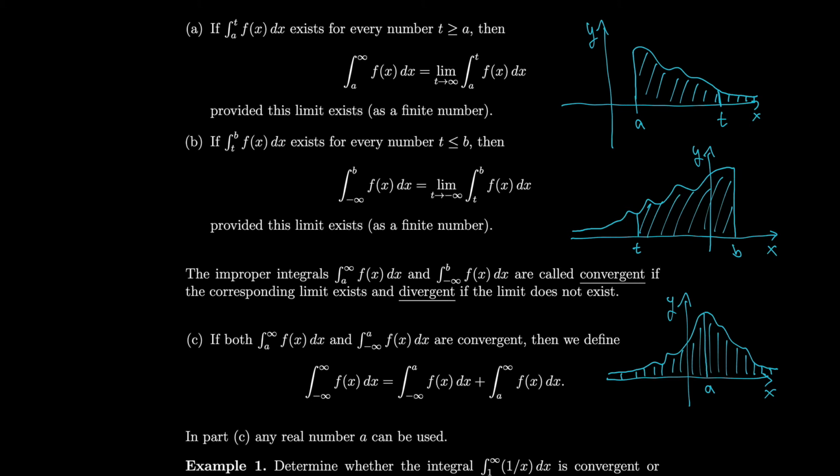Notice that choosing a over here wasn't all that special. You could have put a over here, and you would get the exact same integral because you would still have this part, and then you would add it to the part on the right. So it doesn't matter where you choose to stop the first integral and start the second, as long as you start and stop them in the same place. If even one of these fails to converge, then your entire integral fails to converge.